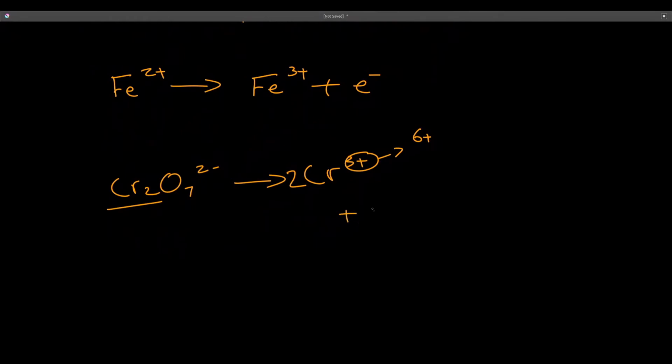Here we also have to add 7 H2O to balance the 7 oxygen on this side. This will give us 14 H on this side, so we have to add 14 H plus on the other side to balance. This will make the total charge on this side plus 12, since the rest is cancelled out, and we have 12 left over. So we add 6 e minus on this side.